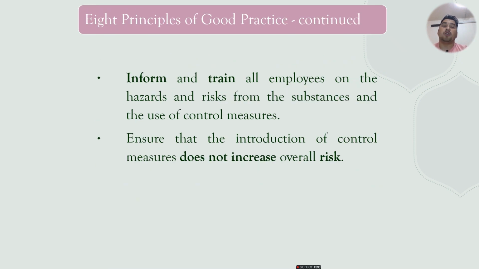Then inform and train all employees on the hazards. So all the employees need to be informed and trained properly regarding hazardous substances, PPE, safe working procedures, and different other requirements. Ensure that the introduction of control measures does not increase overall risk. So whenever you are applying any control measures, you have to make sure that these new control measures are not going to increase the risk. Okay, so that needs to be also checked.